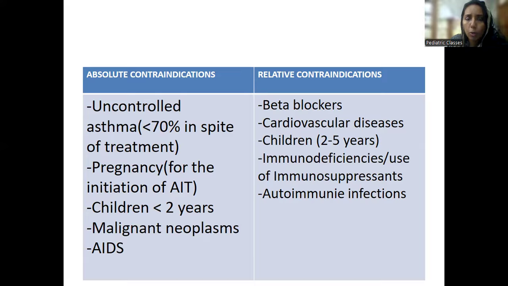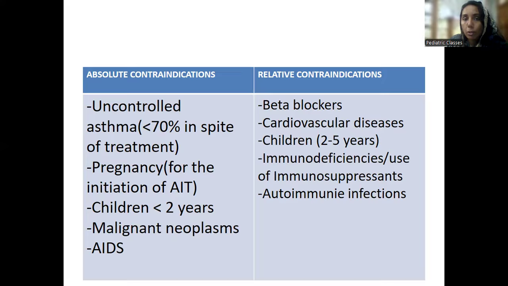If the patient has already started immunotherapy, he or she can continue it, but you do not initiate immunotherapy during pregnancy. Then, children less than 2 years, malignant neoplasm, and AIDS are all absolute contraindications for immunotherapy. Coming to the relative contraindications: beta blockers.